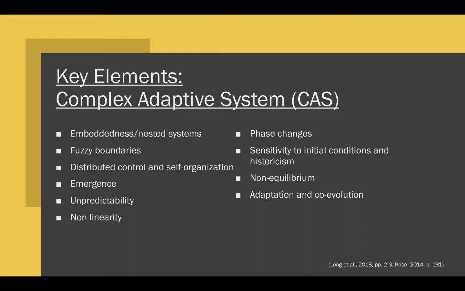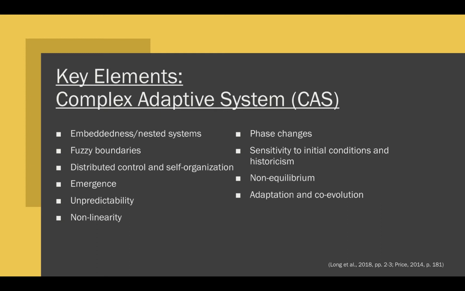Embeddedness or nestled systems. CASs are embedded within a wider context and other CASs. Fuzzy boundaries. System boundaries are permeable and hard to define. Distributed control and self-organization. System patterns are not created by top-down control. Instead, autonomous agents interact to create outcomes. Thus, organization in a CAS emerges naturally from local rules held by agents.